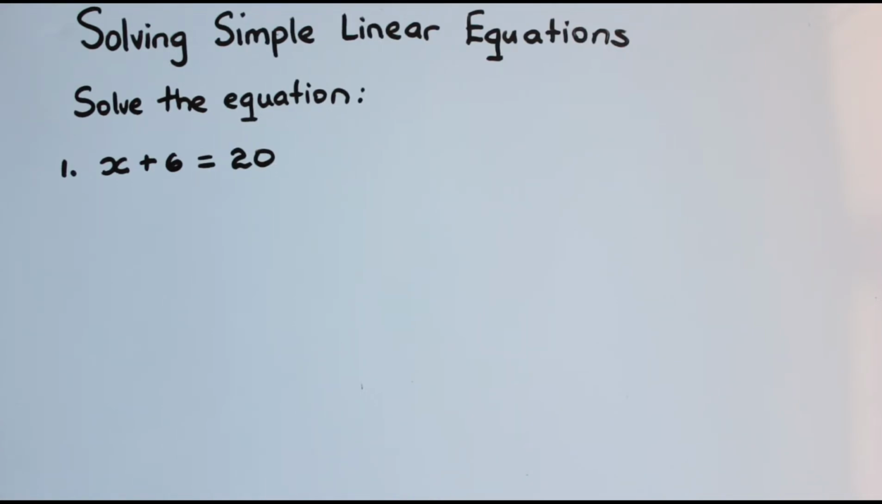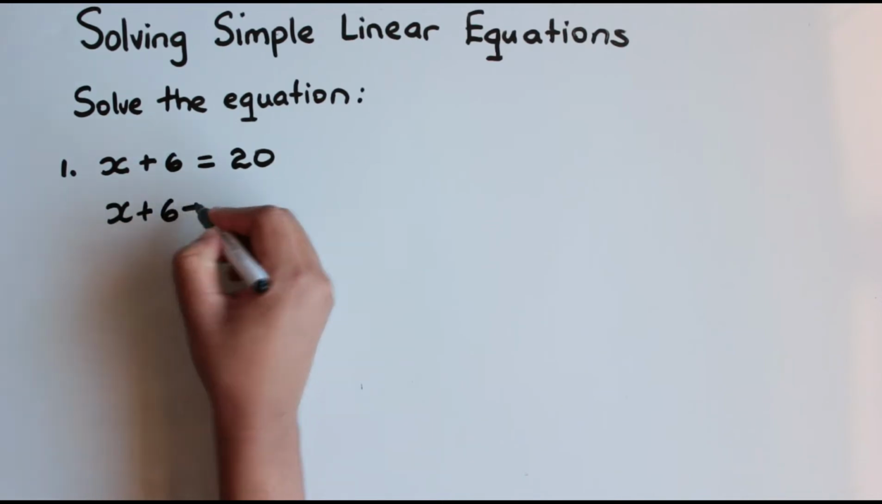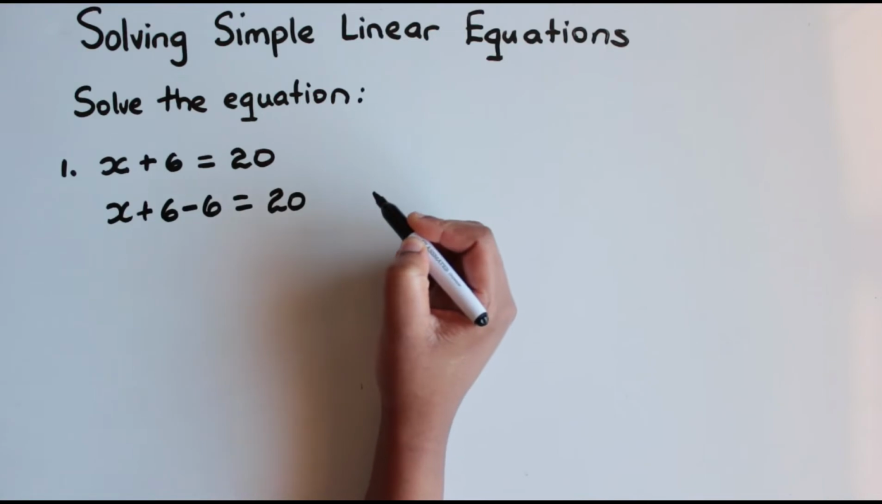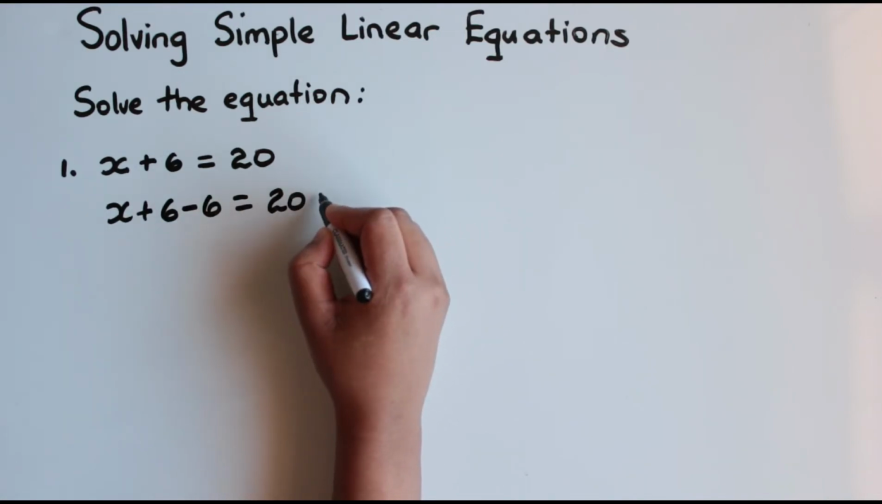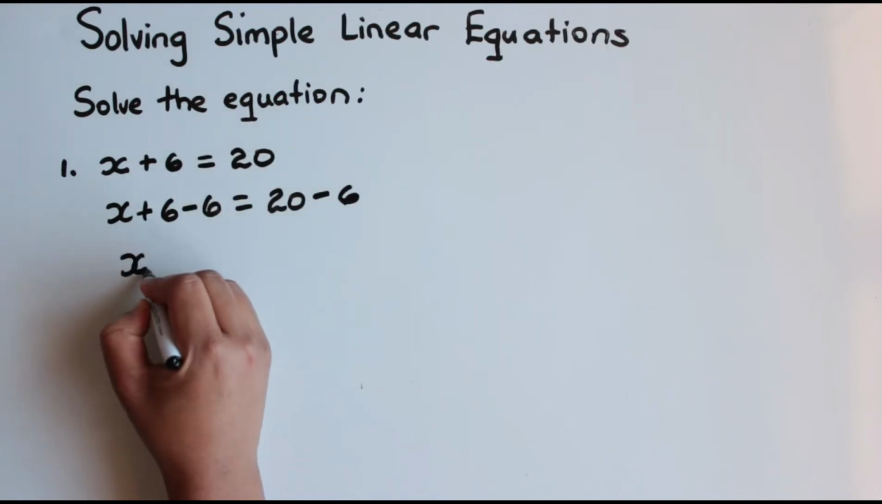Our first step is basically to get rid of that plus 6 by doing the inverse. The inverse of plus is to minus. So what we do is x plus 6 minus 6 equals 20, and whatever we do on one side of the equation we also do on the other side to keep it balanced, so we put minus 6 as well. So we write back our x.